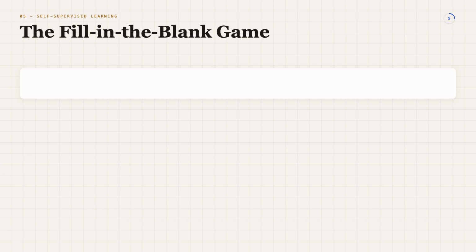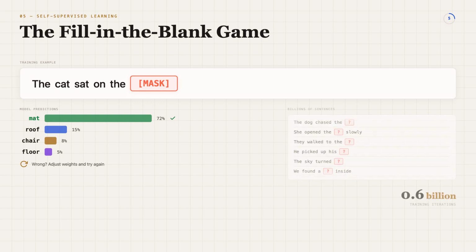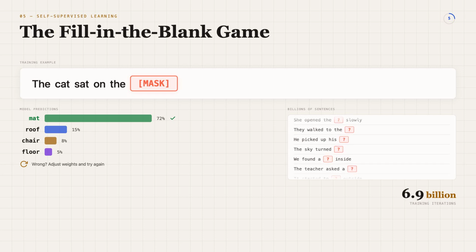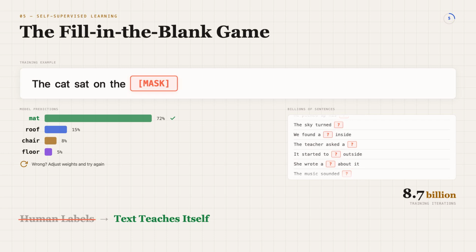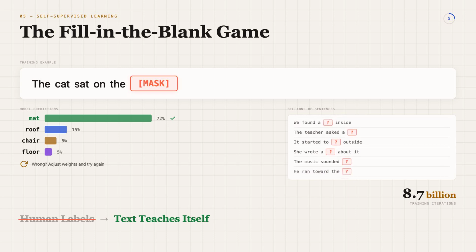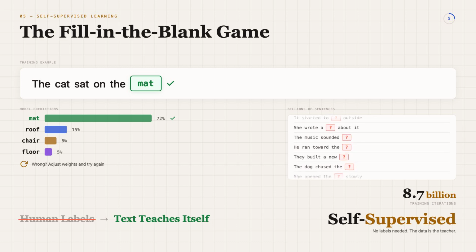Now let's look at how these models actually learn. So how does an AI actually learn? Here's the trick. It plays a fill-in-the-blank game. Take a sentence like, "the cat sat on the blank." Hide one word and make the model guess it. If it guesses right, great. If it gets it wrong, it adjusts and tries again. It does this billions of times with billions of sentences. No human needs to label anything. The text teaches itself. That's why it's called self-supervised.